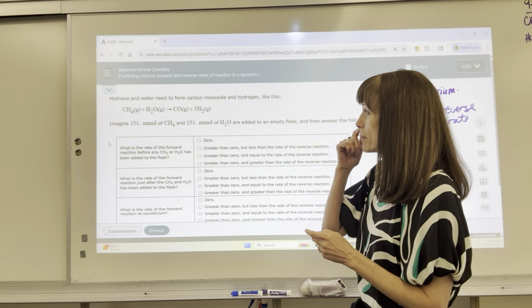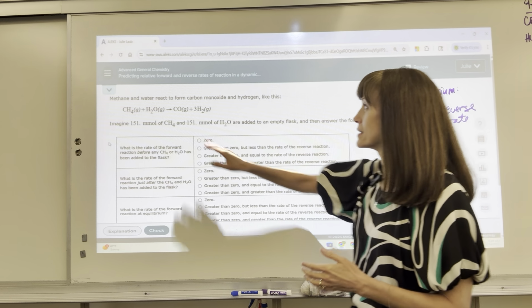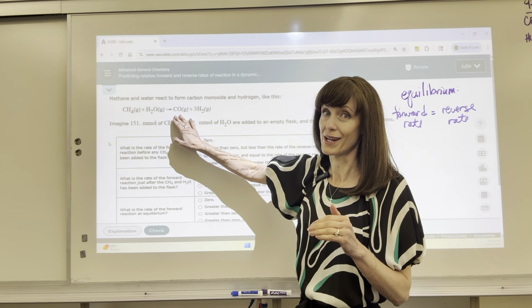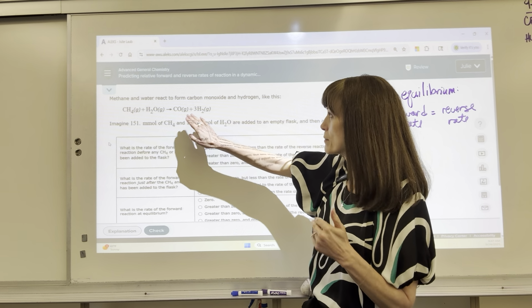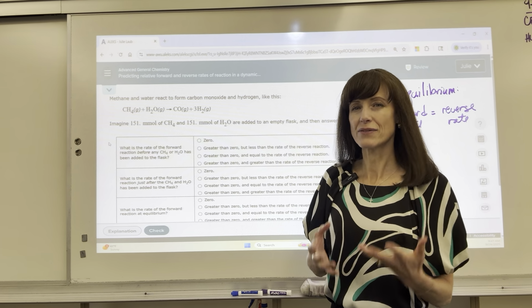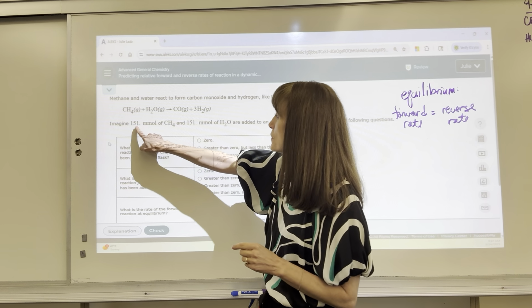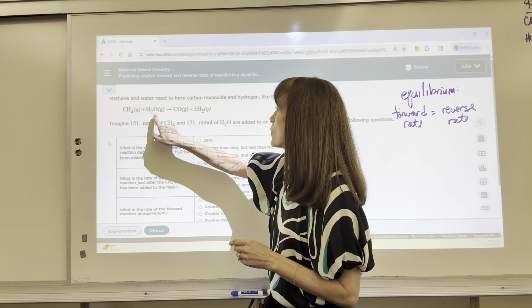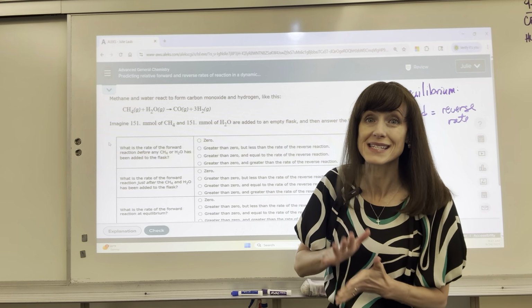So let's look at this problem. It says methane and water react to form carbon monoxide and hydrogen like this. They give us the chemical reaction. So we have methane plus water produces the carbon monoxide and the hydrogen gas. Then they give us some numbers, some information. It says imagine 151 millimoles of the methane and 151 millimoles of the water are added to an empty flask.